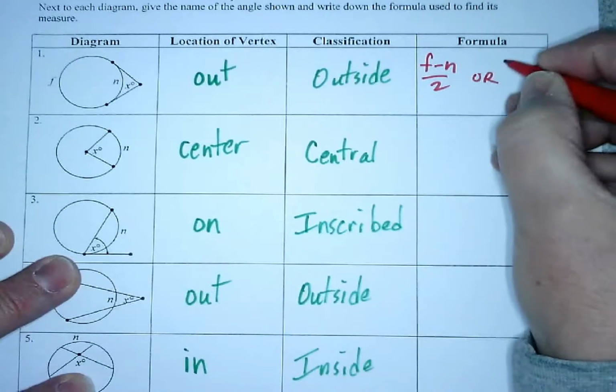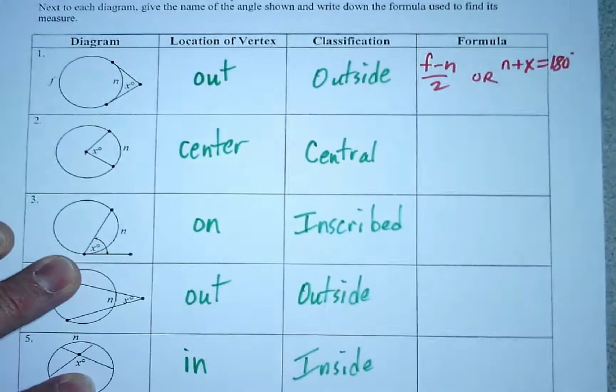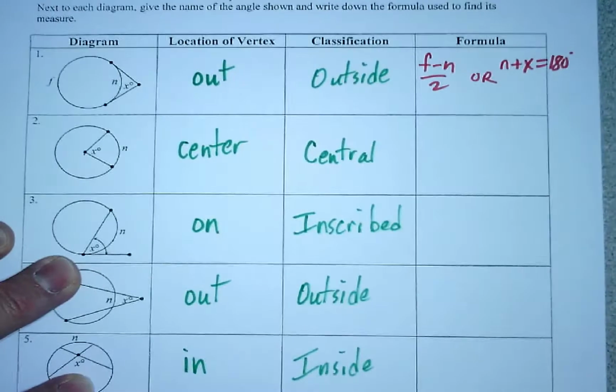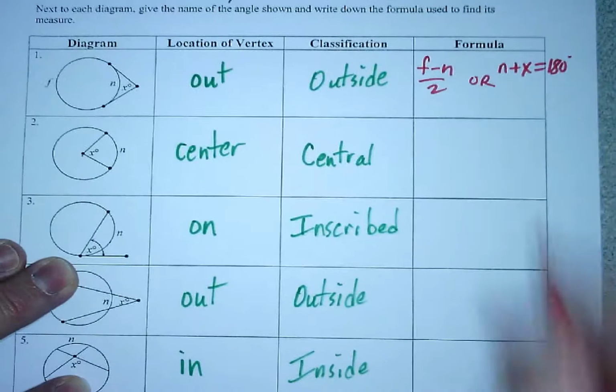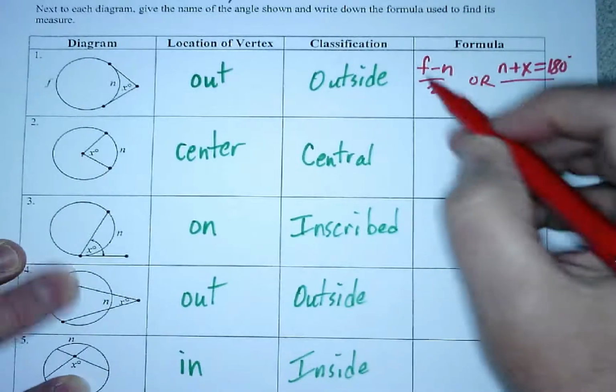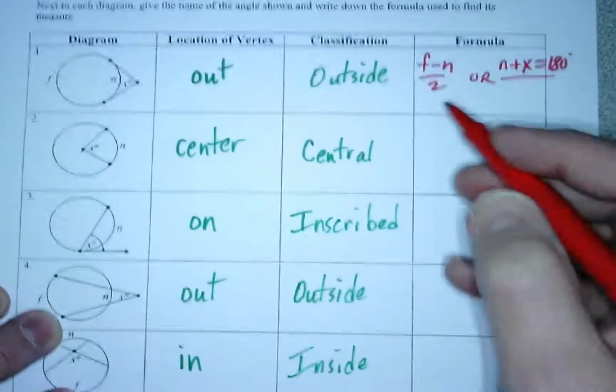Or I can take n plus x has to equal 180. That was that very last one we did in the section or cell 2C, and that was just a little shortcut. But the main formula would be this, where I'm finding the difference between the two arcs and dividing by 2.